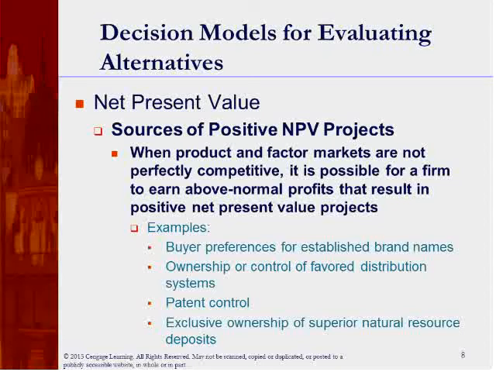What about the sources of positive NPV projects? When project and factor markets are not perfectly competitive, it is possible for a firm to earn above normal profits that result in positive NPV projects. Example: buyer preferences for established brand names, ownership or control of favored distribution systems, patent control, exclusive ownership of superior natural resources. All these actually have examples.